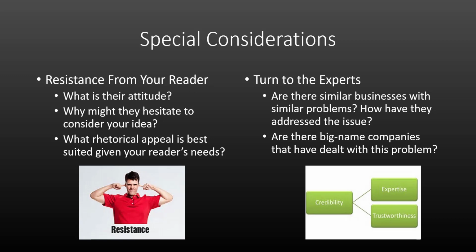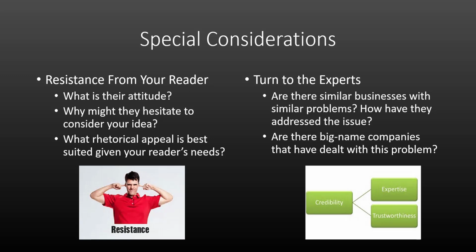The first one is resistance from your reader. This might not apply to everyone. You might be writing to a reader that you think is going to be really receptive to what you're suggesting. If that's the case, good, you have it easy. However, if you think there's going to be resistance from your reader, that they're maybe not going to care about the problem or spend the money or time on the solution, you want to really think through that. Try to figure out why they would hesitate to consider your idea and address that directly within your writing. Wipe that hesitation away by addressing whatever that issue might be directly.